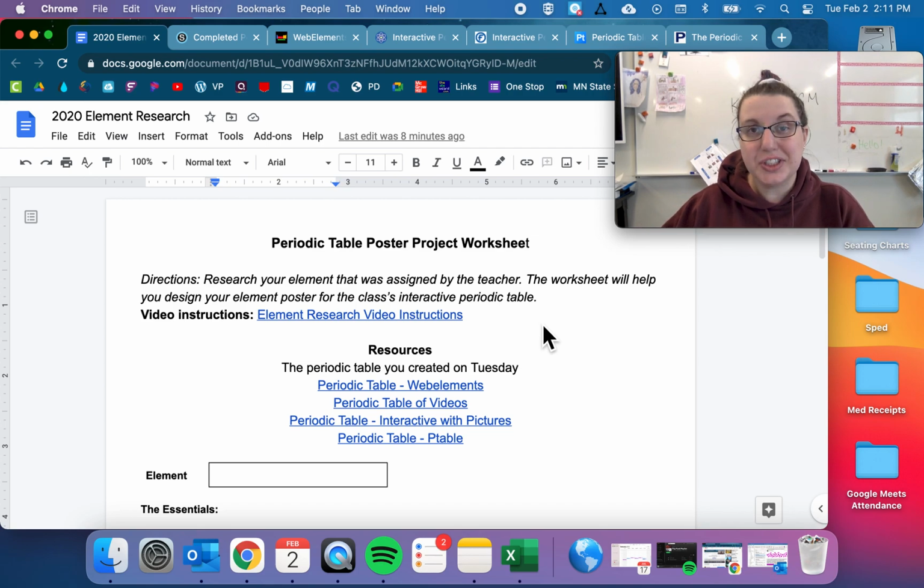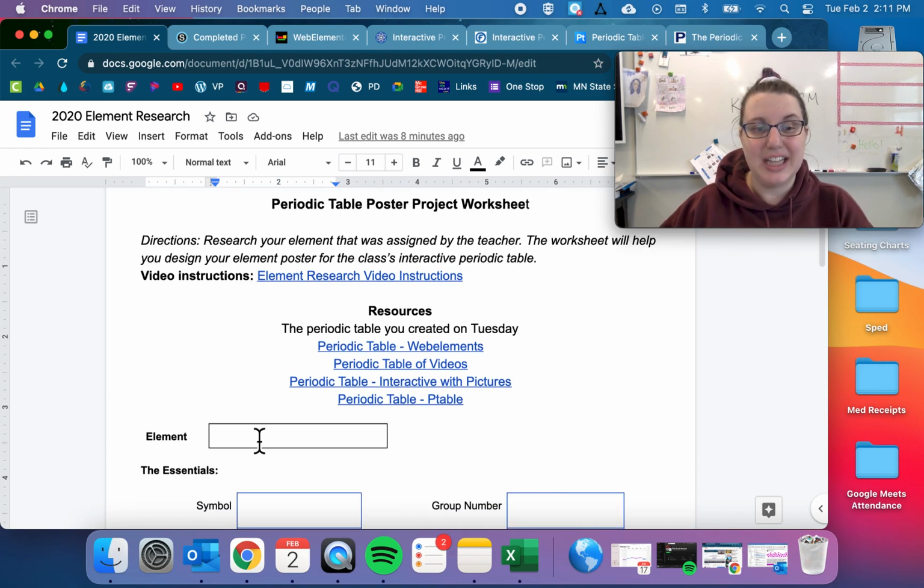To your research day for your element project. For this element project, you have been assigned an element. Look in the assignments page back on Schoology to find your assignment there, or just ask your teacher if you don't remember what element you've been assigned.